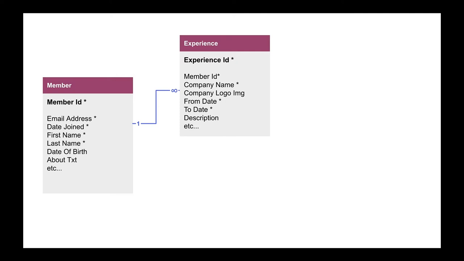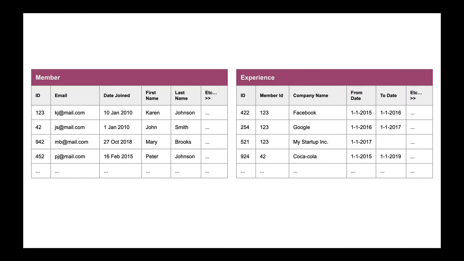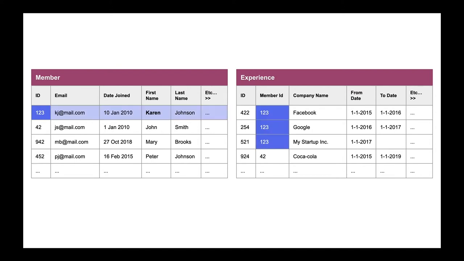Now, looking at the tables, let's try to understand their relationship. We can pick Karen on the members side. Her ID is 123. When we look up her ID in the experience table, we'll find she worked for Facebook, then Google, then My Startup Inc. We can even see the dates and understand she's still working at My Startup Inc. because we have a from date and we don't have a to date.